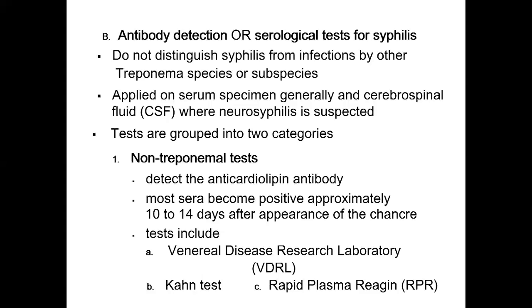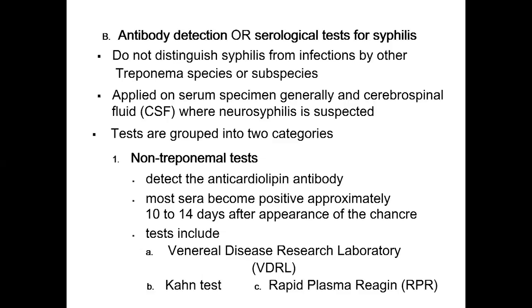So the specimen that is used is serum in all the patients suspected of being infected by syphilis. And then cerebrospinal fluid is examined where neurosyphilis is suspected. So if one has a patient where neurosyphilis is suspected, then one would still examine the serum and also examine the CSF. Where it is just syphilis, which is not necessarily neurosyphilis, the serum is enough.